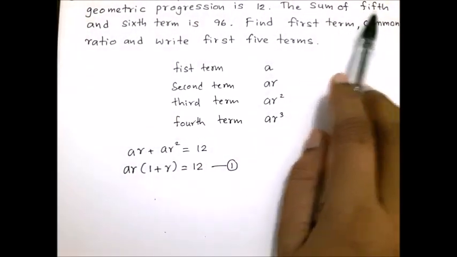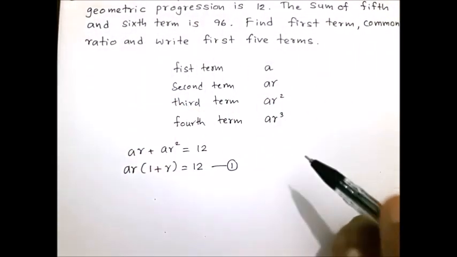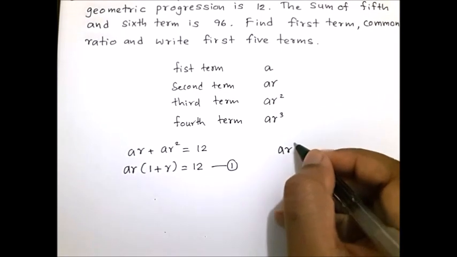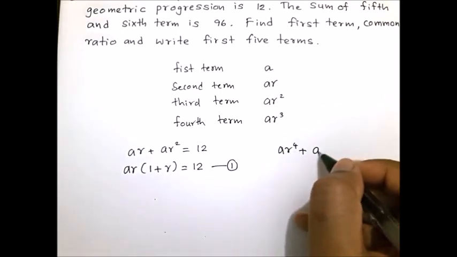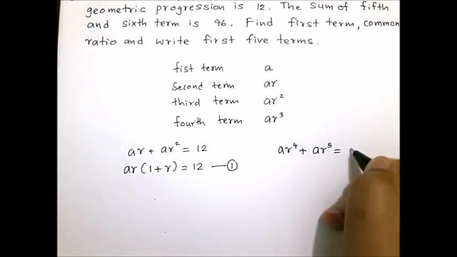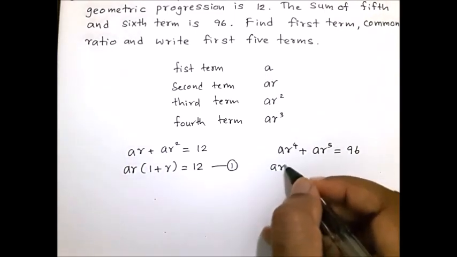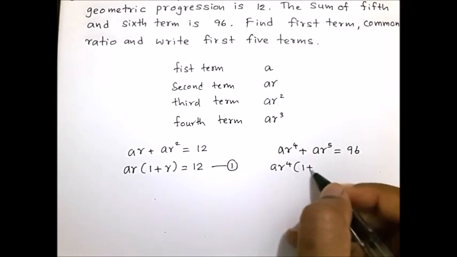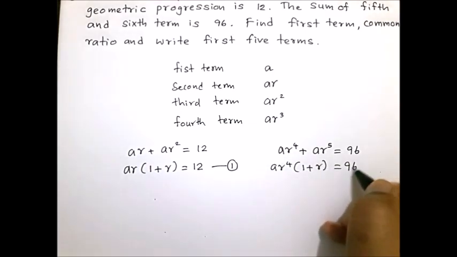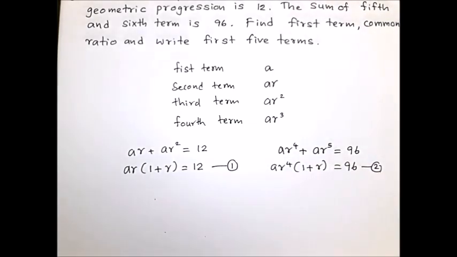Then the sum of the fifth and sixth terms. The fifth term is ar⁴. The sixth term is ar⁵. It is 96. Again take common terms. It is ar⁴(1 + r) = 96. Name this as the second equation.